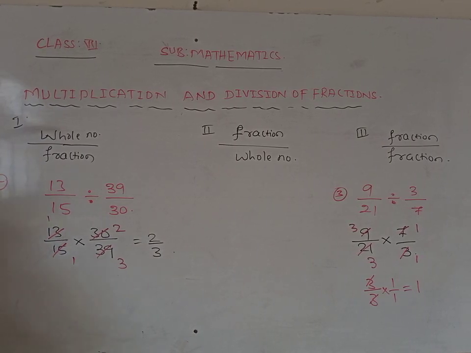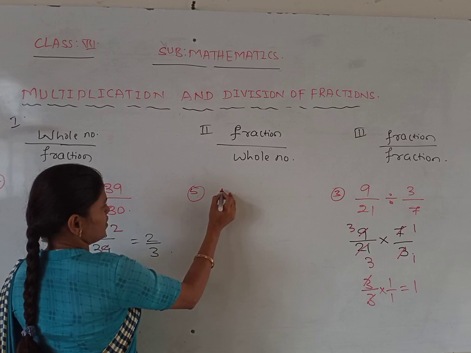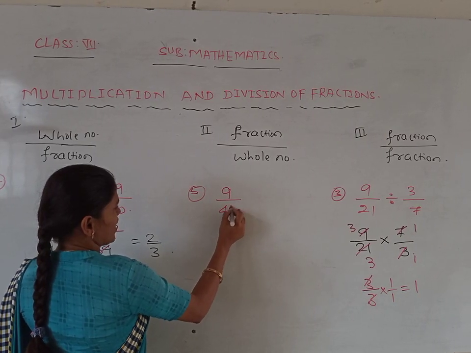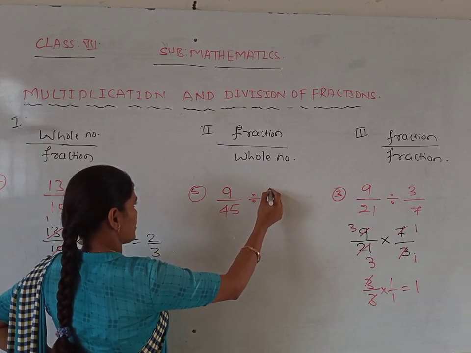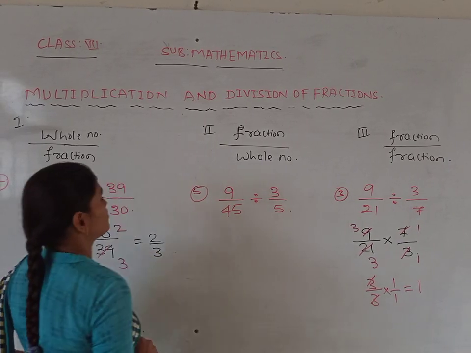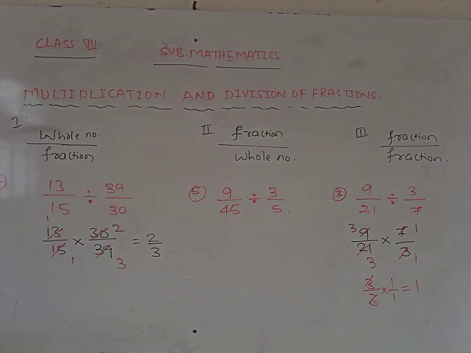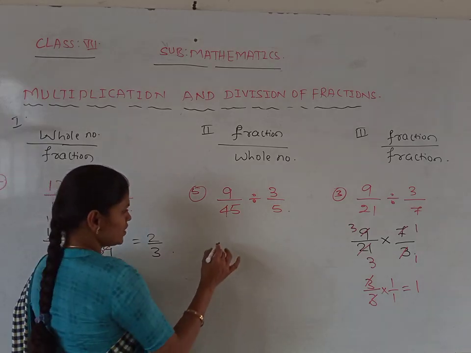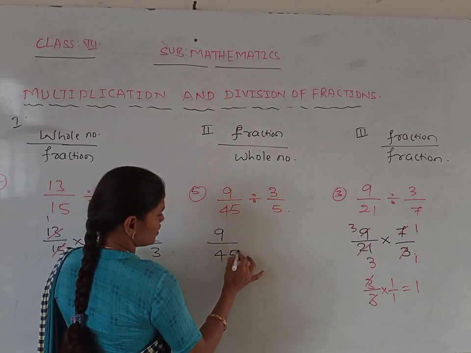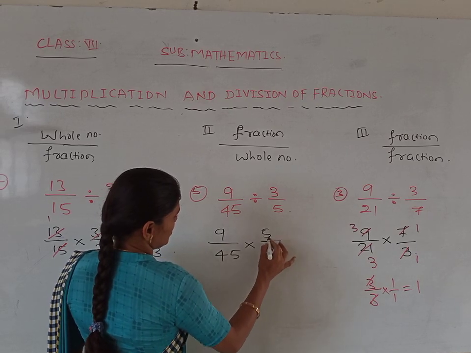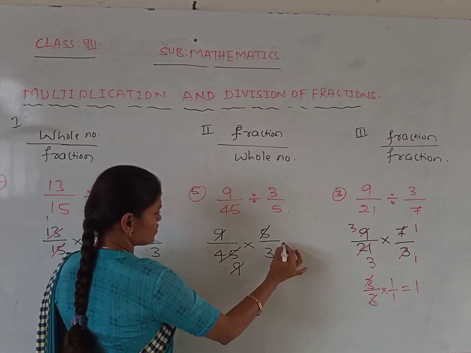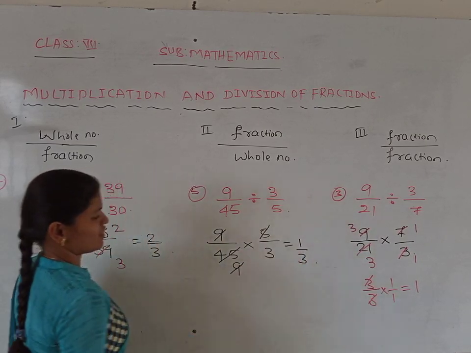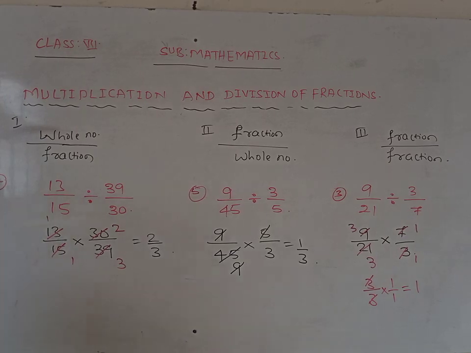Another one. Take here: 9 by 45 divided by 3 divided by 5. Very easy question. Answer is 1. So keep the first fraction as it is, and take the reciprocal of the second fraction. 5 ones are 5, 5 nines are 45, 9 and 9. So the answer is 1 by 3. So I told you what is the answer? 1 by 3.